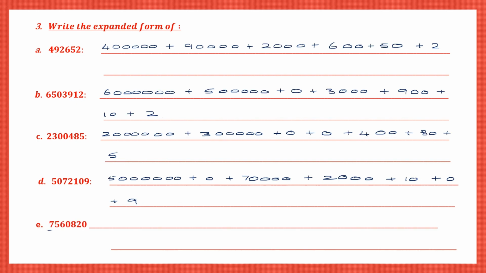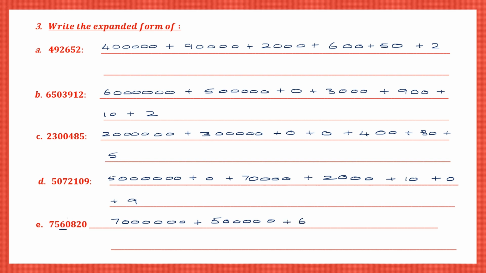Let's begin with the first digit, which is 7. Let's count the digits after that. 1, 2, 3, 4, 5, 6. So 6 zeros. So that is 70 lakh. Now let's take the next digit, and that is 5. Let's write down 5 here and count the digits after that. 1, 2, 3, 4, 5. So that is 5 lakh. Now let's take the next digit after that, which is 6. So let's write down 6.